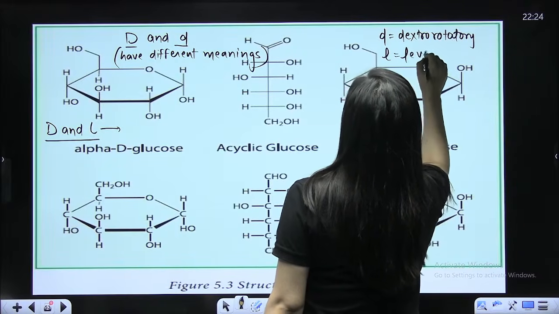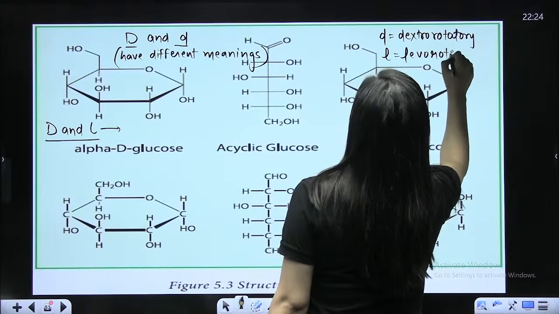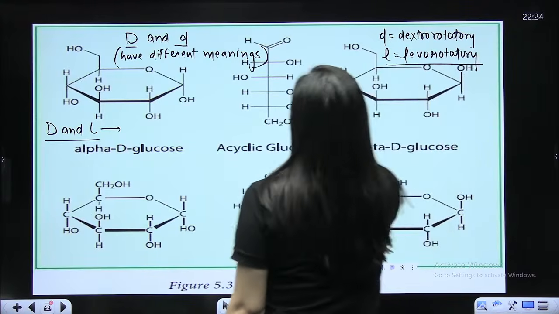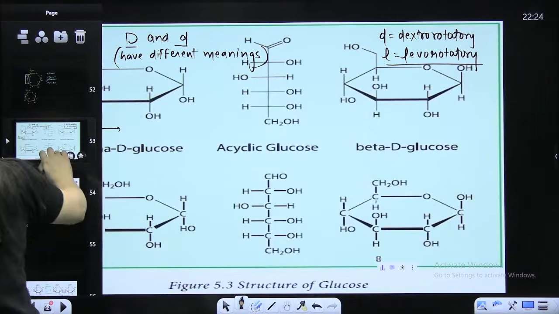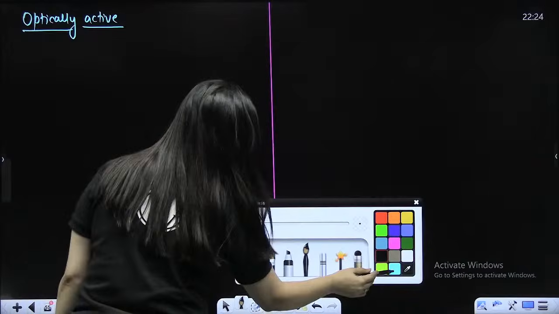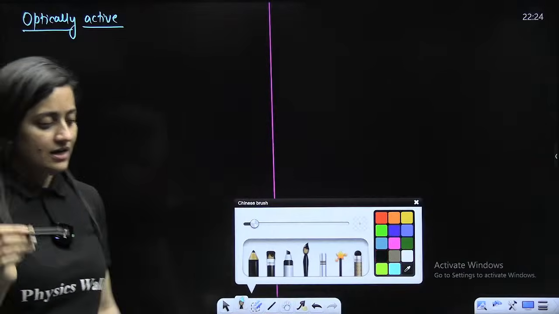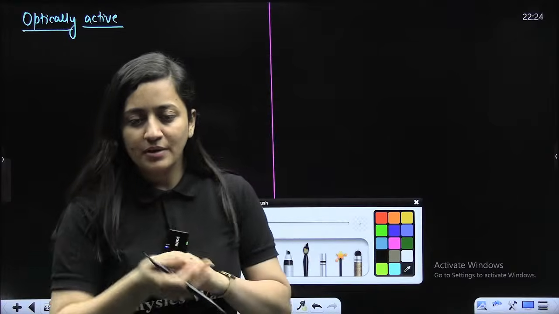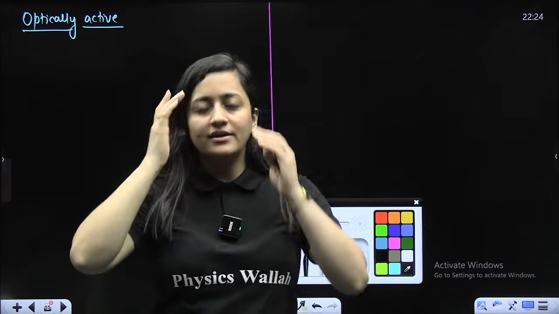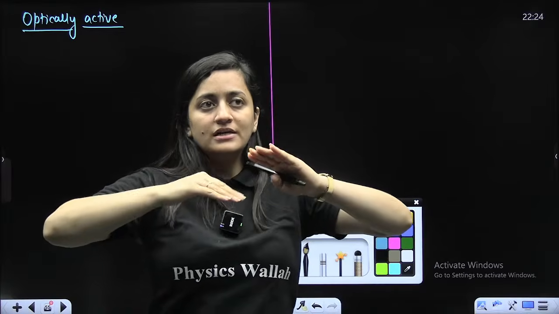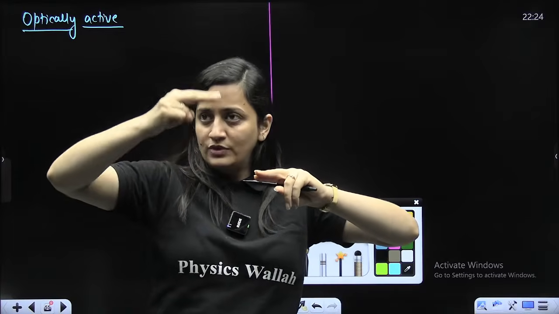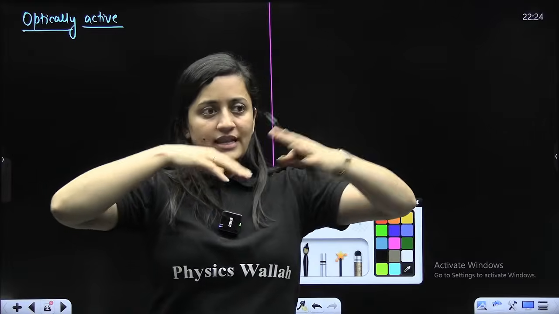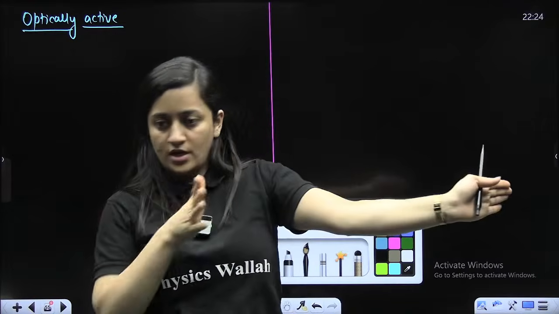Levorotatory, L for levo, L for left. Suppose you have a compound, and you have plane polarized light. Maybe you have an idea of that too, since you study it in physics also. In plane polarized light, you will see only one component. Say light is going here, here, here.